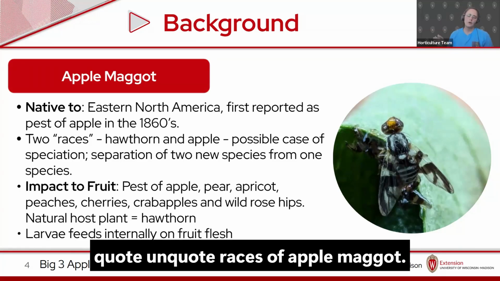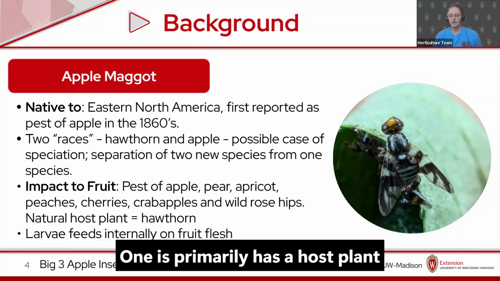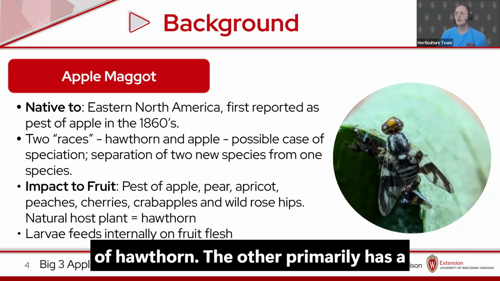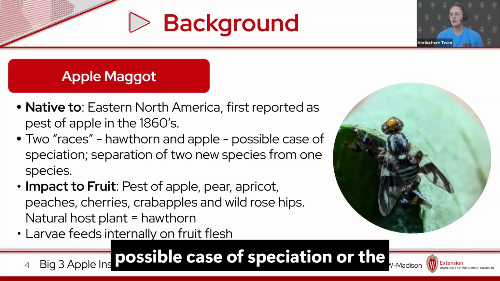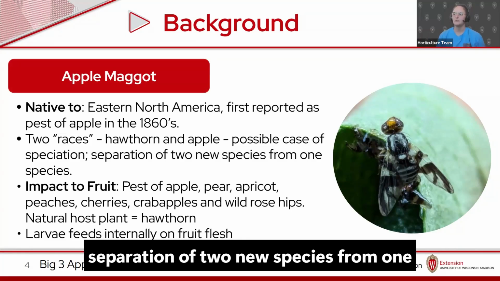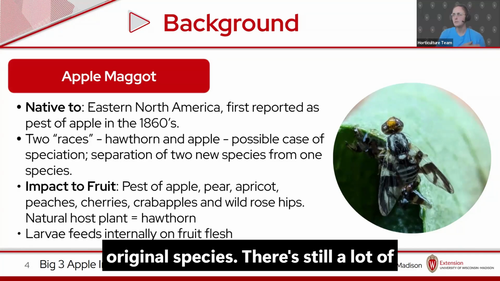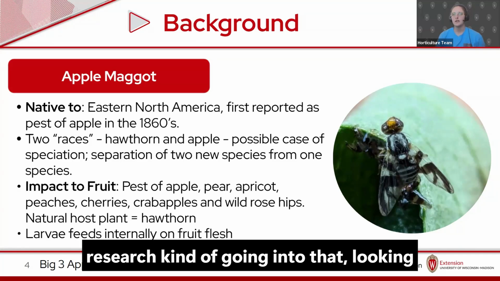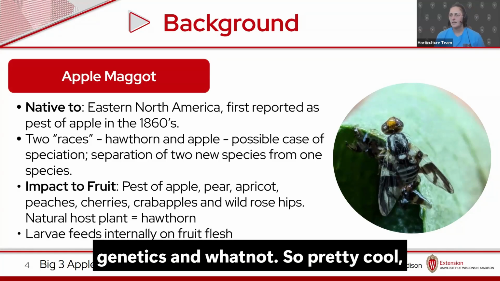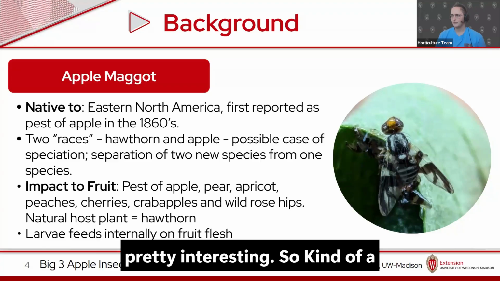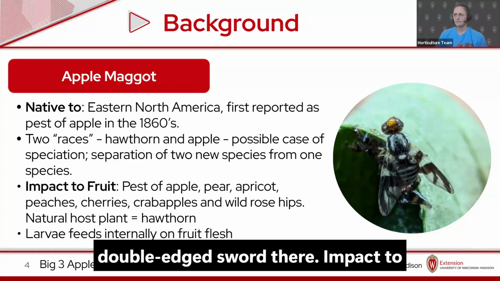There are two so-called races of apple maggot. One primarily has a host plant of hawthorn. The other primarily has a host plant of apple. Really interesting, this could be a possible case of speciation, or the separation of two new species from one original species. There's still a lot of research going into that, looking into genetics and whatnot. Pretty cool, pretty interesting. So kind of a double-edged sword there.